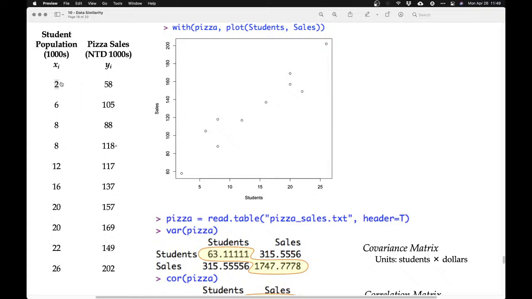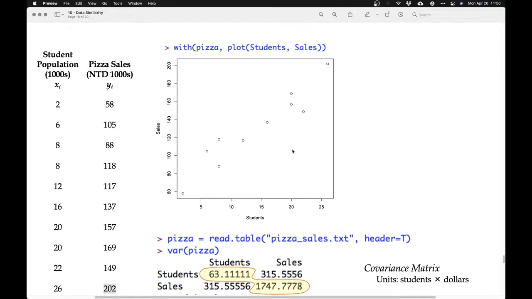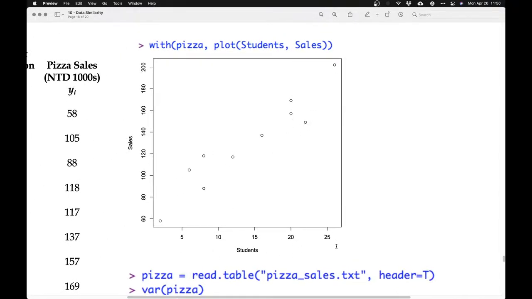Some small cities maybe have 2,000 students. Some big cities have maybe, let's say, 26,000 students. The next column is how much pizza is sold in this city. Let's imagine there's a restaurant with branches in every single city in Taiwan, and in some cities they sell like 58,000 NTD worth of pizza. In some cities they're selling 202,000 NTD worth of pizza. That's a lot of pizza. We can plot the student population versus the sales of pizza, and we see a figure like this.